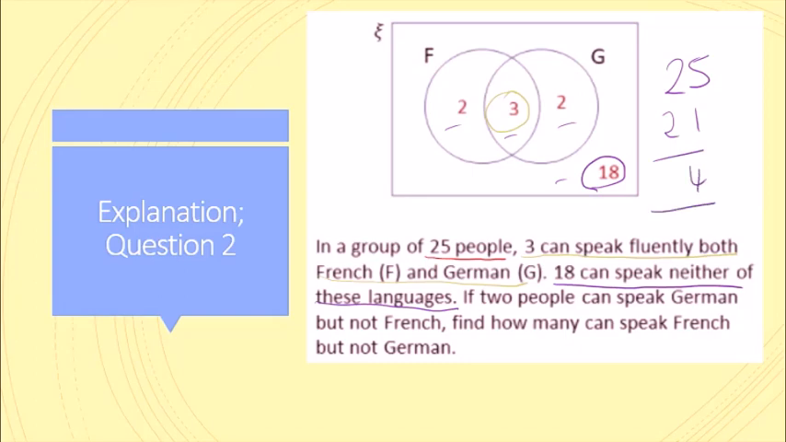So that means in this part and this section over here, the total of both sections has to be equal to 4. I'm then told that 2 people can speak German but not French. Okay, that's why that 2 is there. And if that's 2, therefore 4 take away 2 is how I end up with that number there in just French speaking only. Okay, so well done.